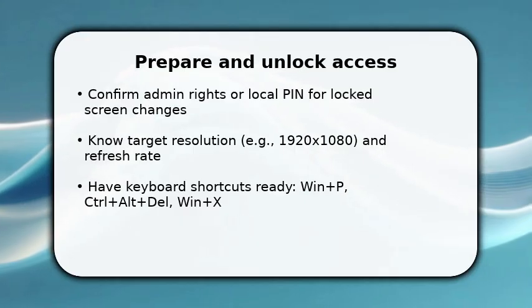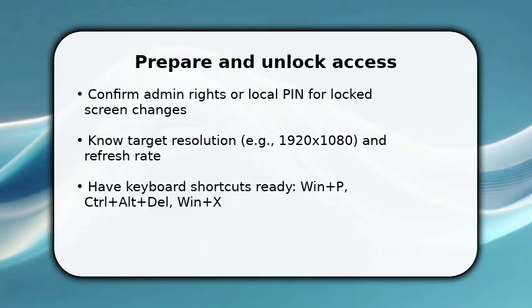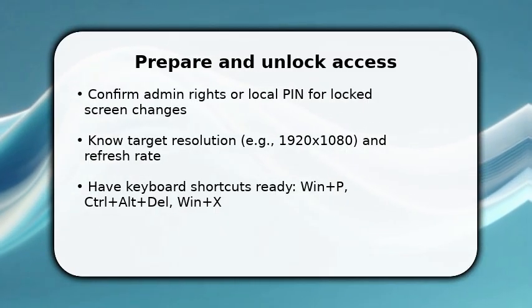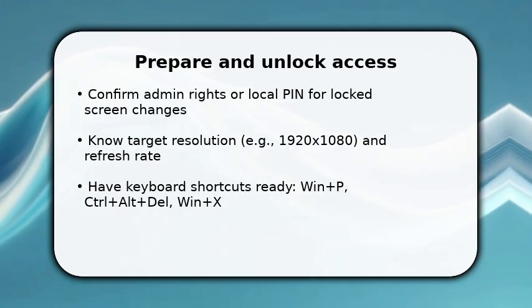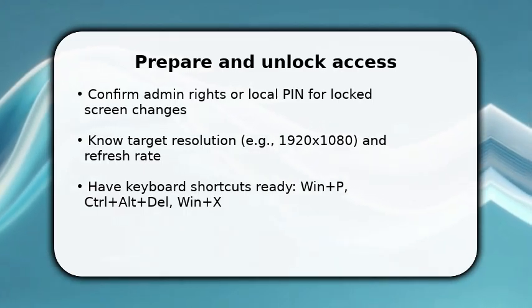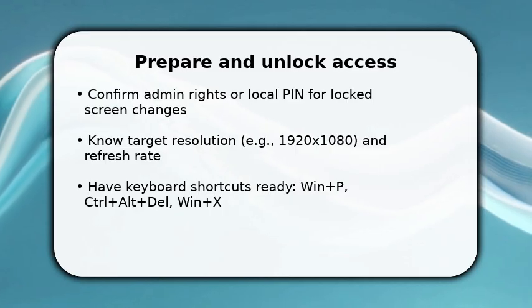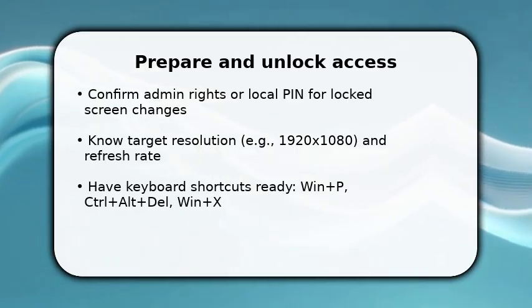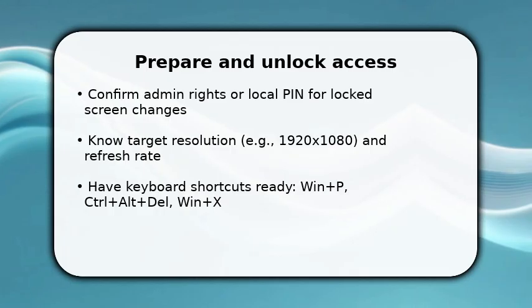You start by confirming you have administrative access, or the local PIN, because changing display resolution while locked needs elevated control. Once you have credentials, identify the exact resolution and refresh rate you want, for example 1920 by 1080 at 60 Hz. This prevents trial and error.